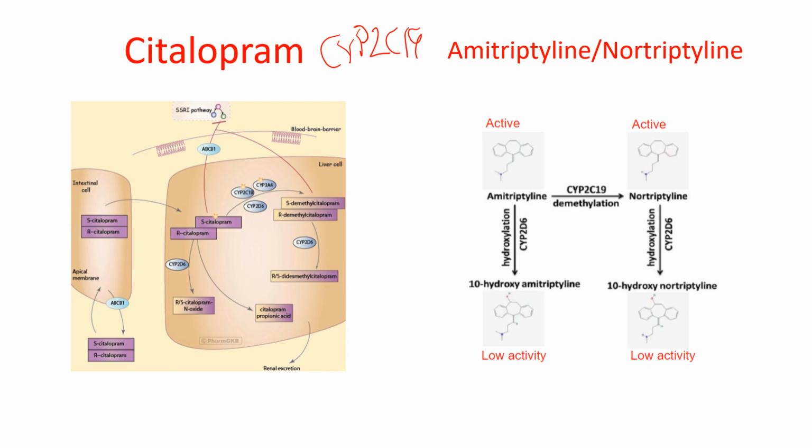Essentially, they're both inactivated by CYP2D6. However, amitriptyline can go through CYP2C19 to become nortriptyline. And it's been shown that in some of these patients, nortriptyline is more effective, and in some patients, amitriptyline is more effective. It's kind of just up to the prescriber what they want to prescribe first if they are giving these. But it's just kind of interesting that a drug can be turned into another active drug through CYP activity as well.